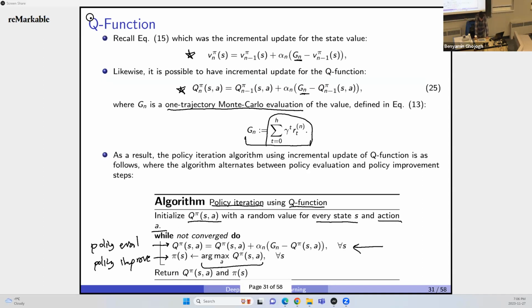And then we said, do you remember the incremental update that we had? We already talked about it in the previous session. For the value V, we can have it for the Q function as well. As I said, whatever we have for value, we can have it for Q as well. And what was GN? It was the total discounted reward in the horizon. And then we said policy iteration using, do you remember we had policy iteration using value V? We can have policy iteration using the Q function as well, right?